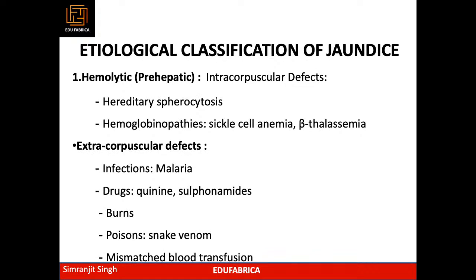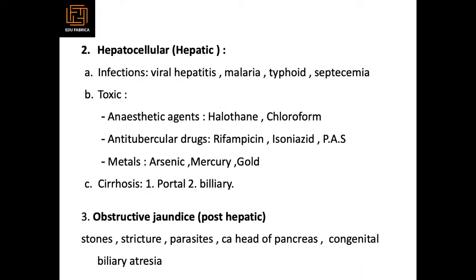Then etiological classifications of jaundice include hemolytic, that is intracorpuscular defects, hereditary spherocytosis, hemoglobinopathies like sickle cell anemia, beta thalassemia, and extracorpuscular defects like malaria, quinine, sulfonamides, burns, snake venoms, mismatched blood transfusion. Then hepatocellular, which produces viral hepatitis, malaria, typhoid, septicemia. And then toxics are the anesthetic agents like halothane, chloroform, anti-tubercular drugs, rifamycin, isoniazid, arsenic, mercury, gold could be the reason. And also cirrhosis, portal, and biliary.